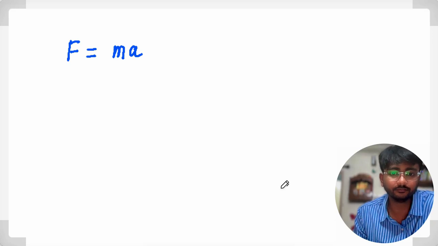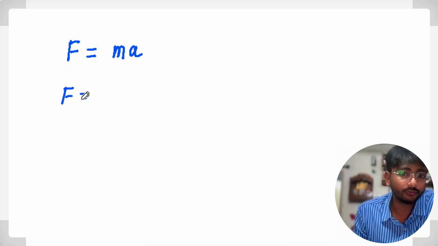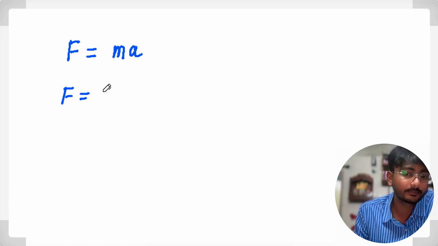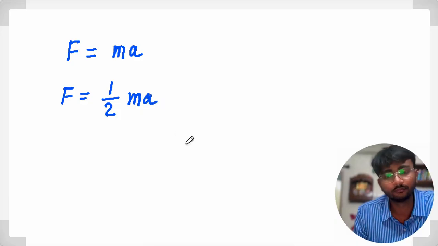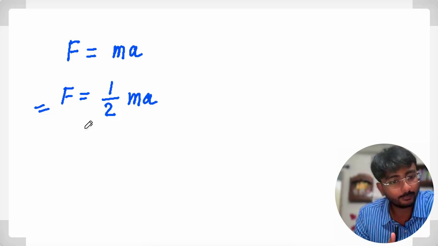We understand that if we write F equal to half ma, then also the dimension will be the same, because we know that the dimension of a number is nothing, it is dimensionless.